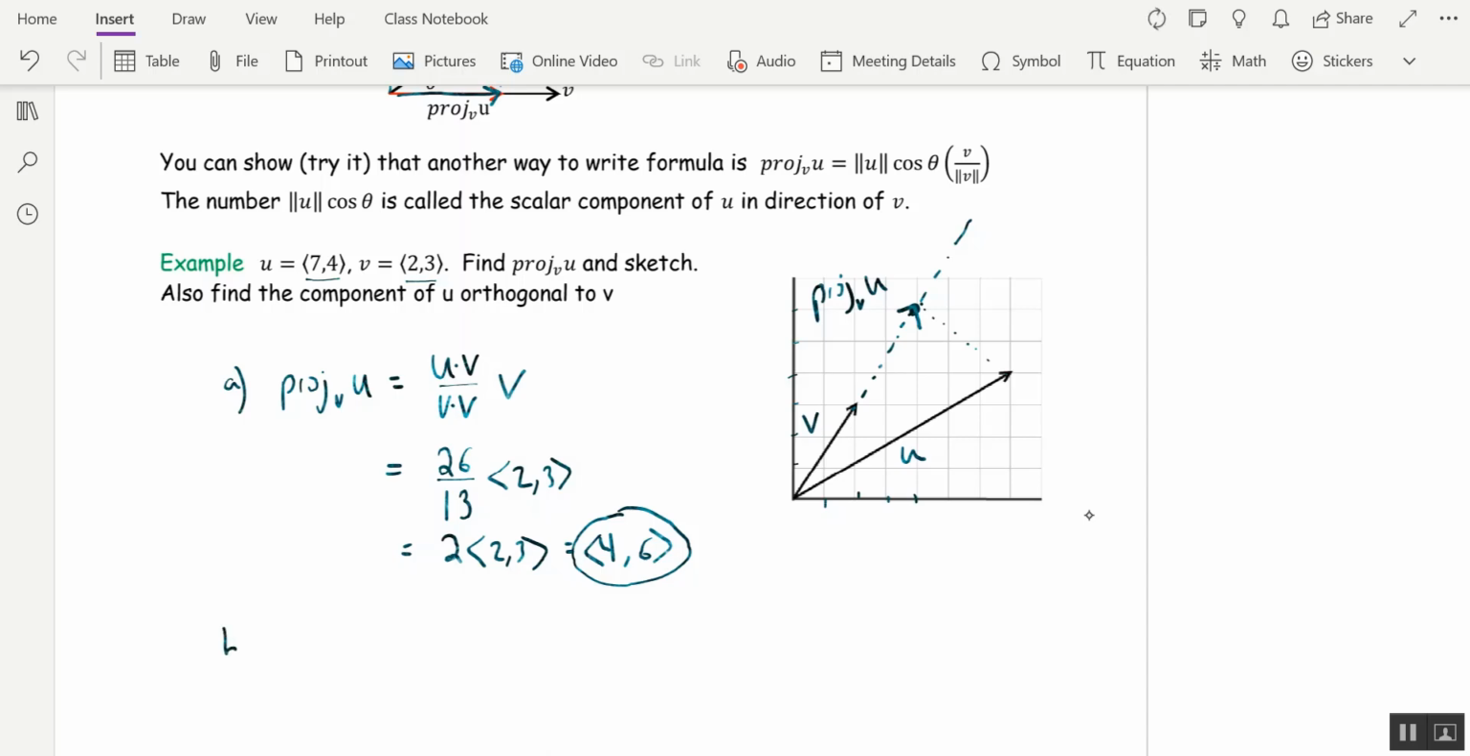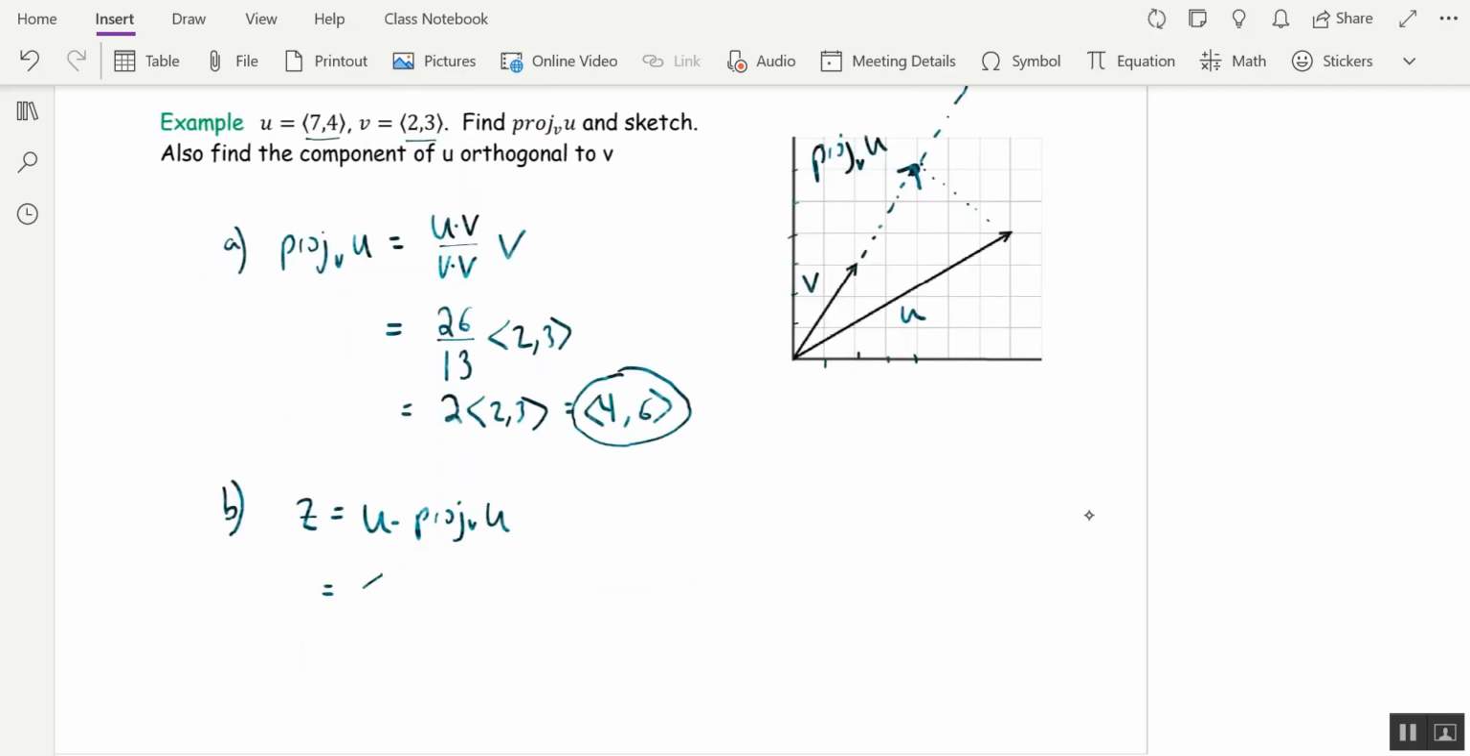So part B, find the component of u orthogonal to v. That's the vector I'm calling z, which is u minus the projection of u onto v. Okay, well that's 7, 4 minus 4, 6, which is 3, -2. Let's draw that. That would be about here. So this is z, and I can see that z is perpendicular to v. And if I add z together with the projection of u onto v, I do get u.